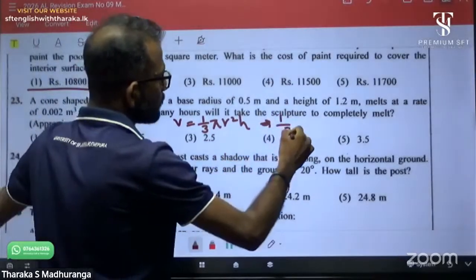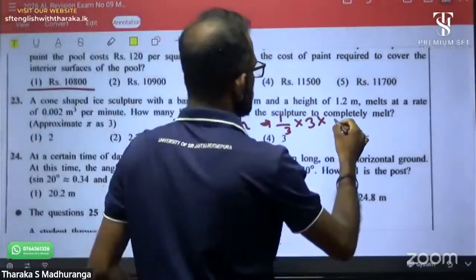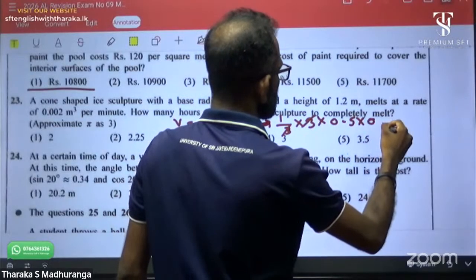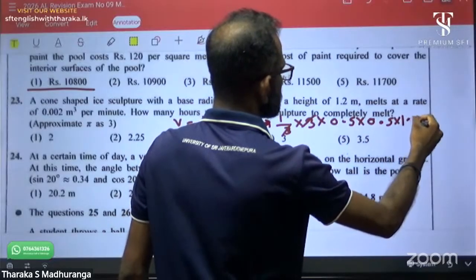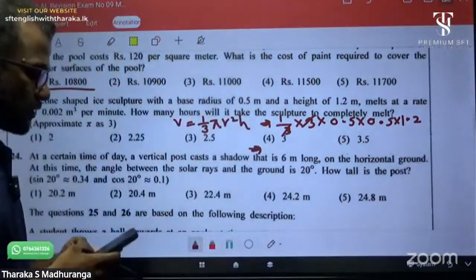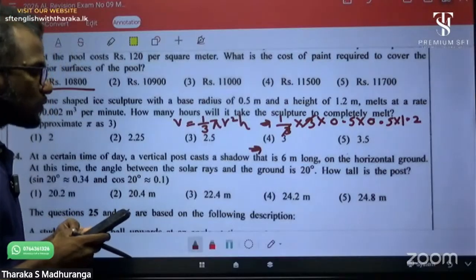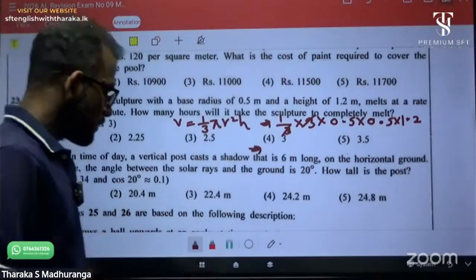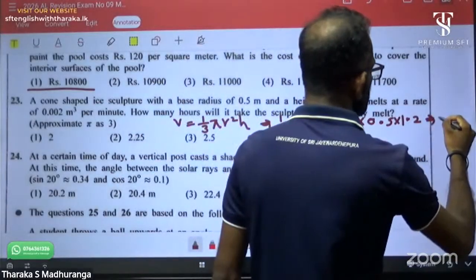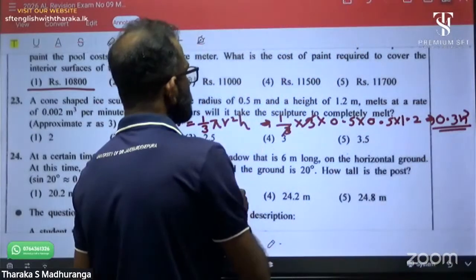Now 1 over 3 pi means 3, r squared 0.5 into 0.5, h 1.2. Now we can get the volume. 0.5 into 0.5 into 1.2, it is 0.3. 0.3 cubic meter is the volume.